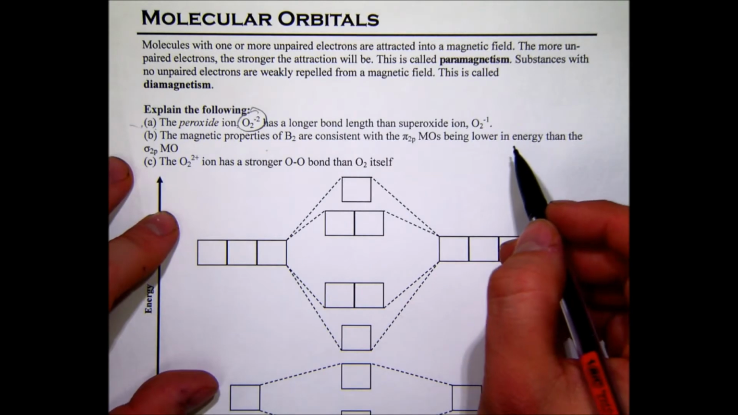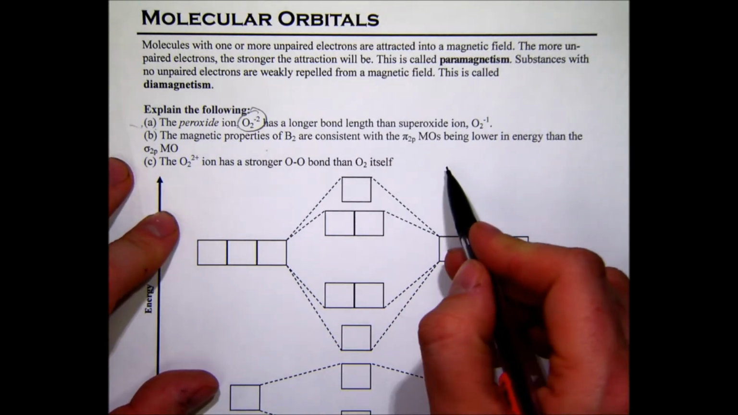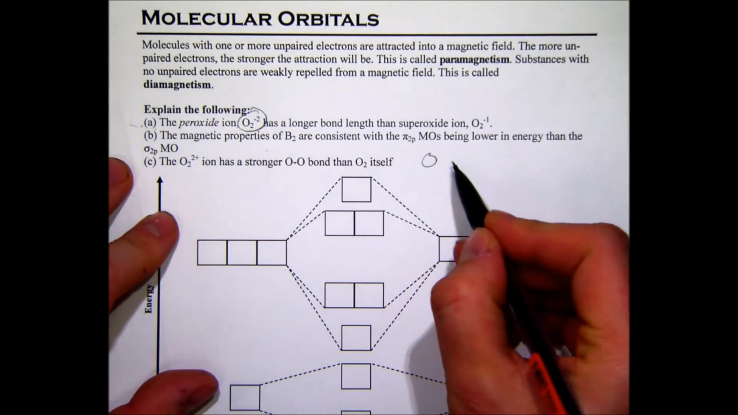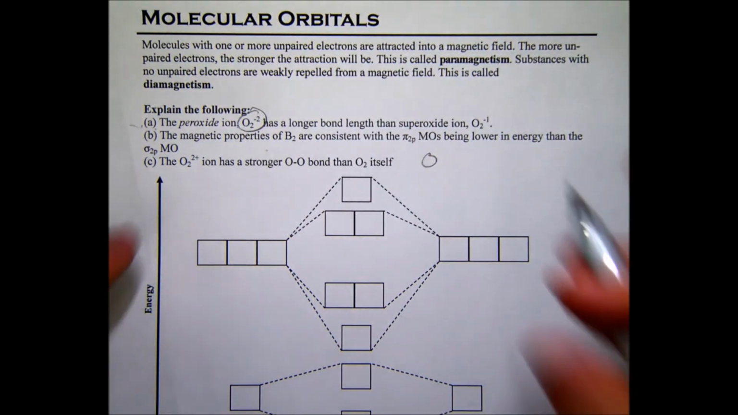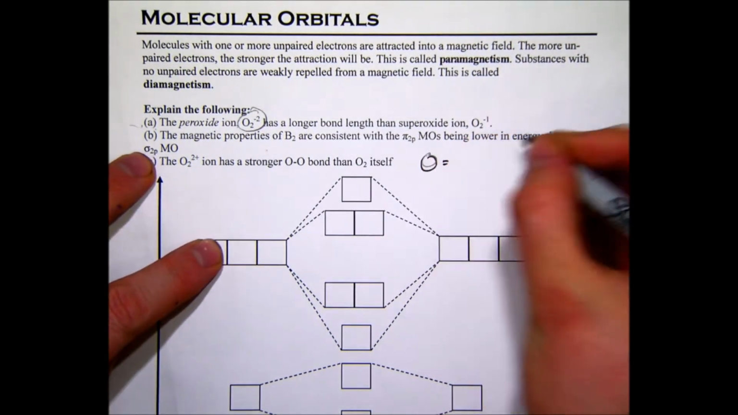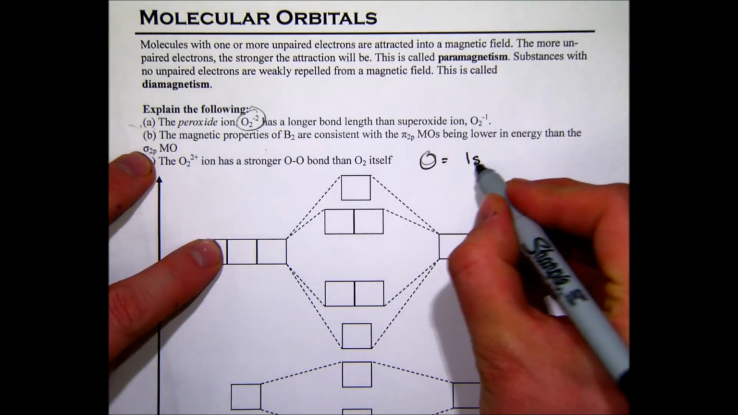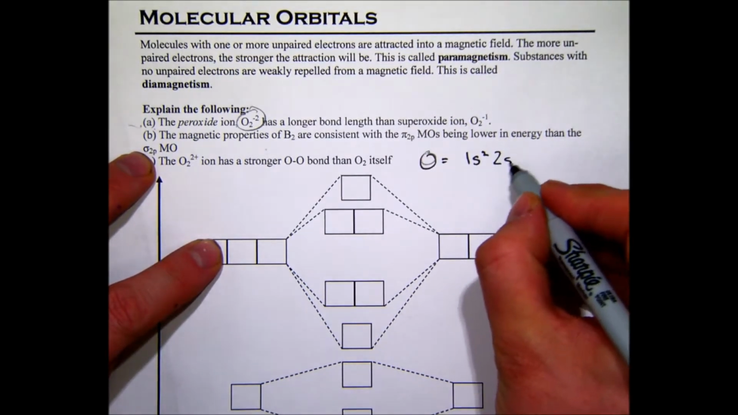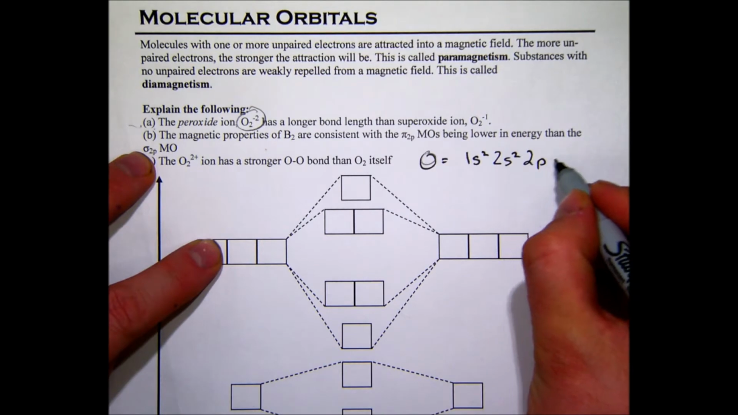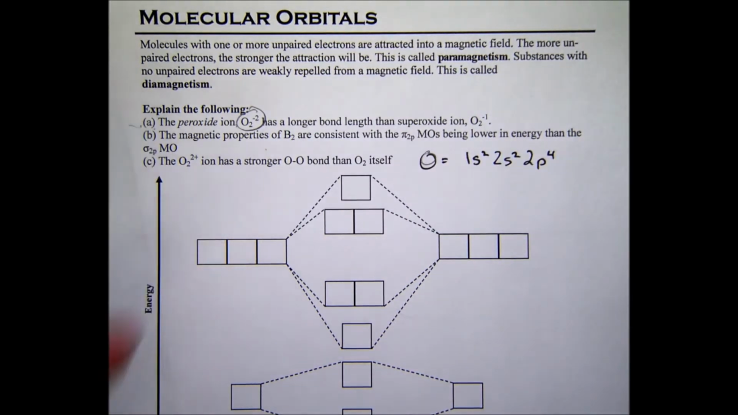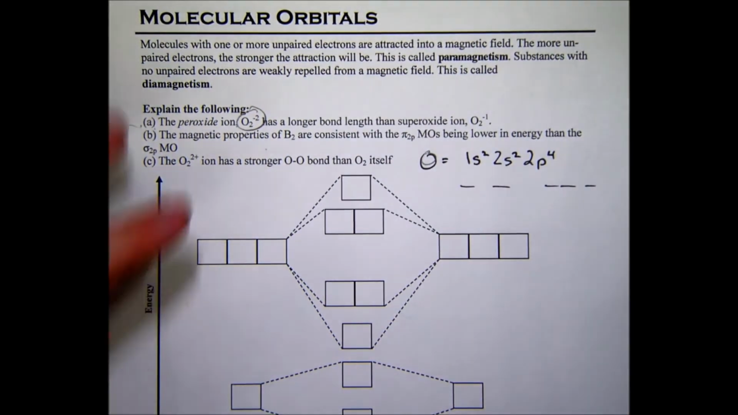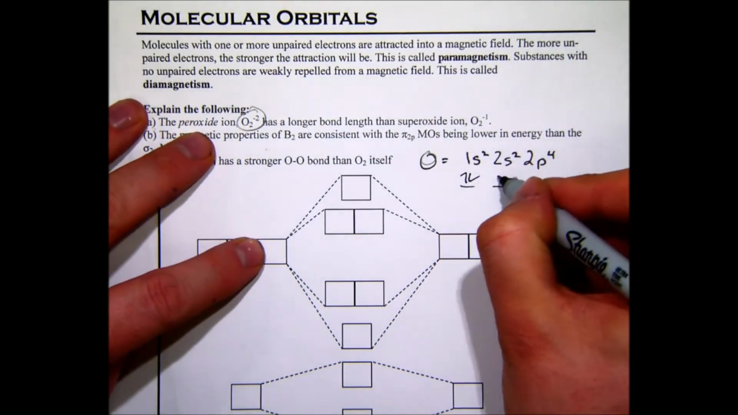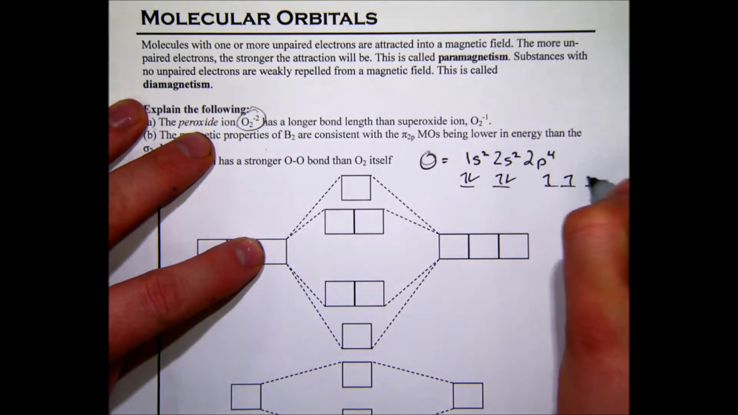So the first thing we really look at is the electronic configuration of oxygen. Let's just do oxygen by itself. So we have oxygen, and the electronic configuration of oxygen is 1s2, 2s2, 2p4. Or if we were to actually do this in electron filling diagrams, we would have it 2, 3, 4.